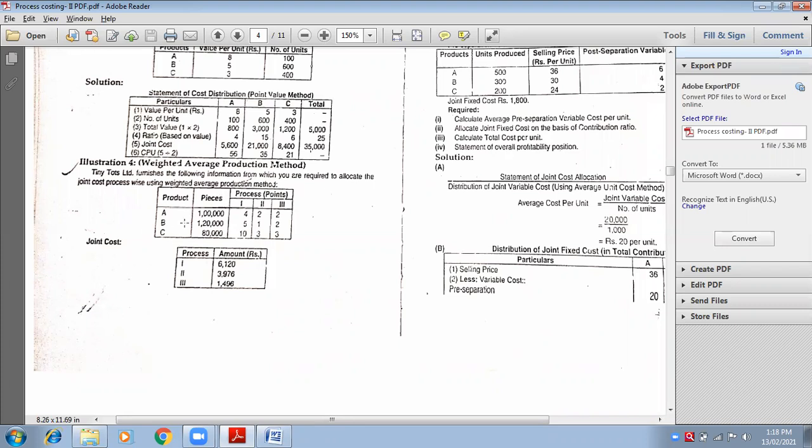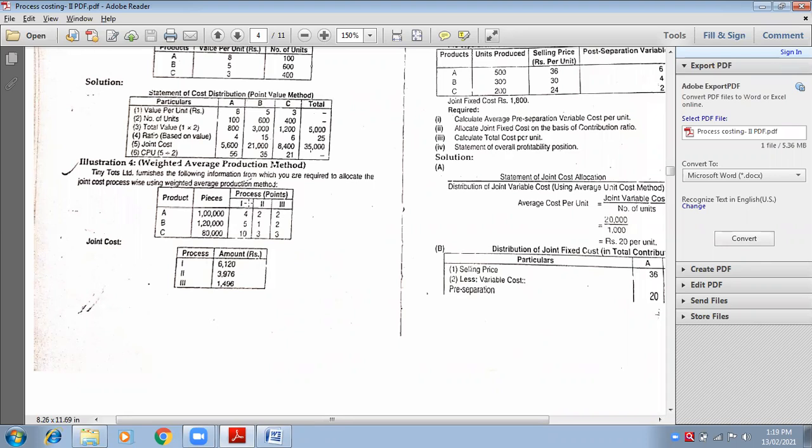Listen, now 3 products are there and each of them passes through 3 processes. 3 products are there, A, B, C. Total number of pieces, means number of units, 1 lakh, 1 lakh 20 and 80. Each of them passes through 3 different processes and they carry points. Points means weight, value per unit. So each of them has its own weight.